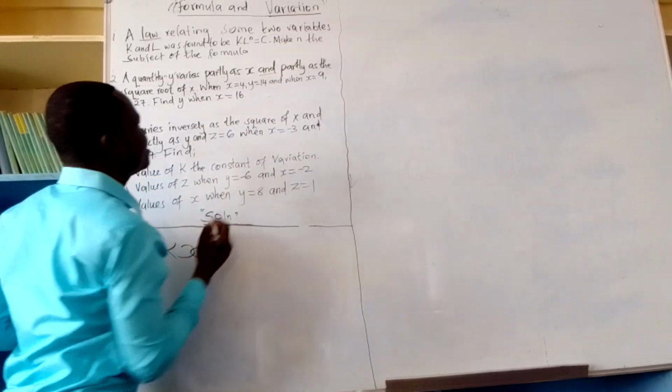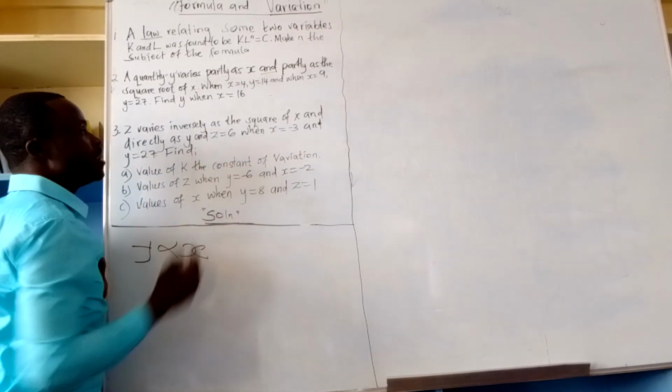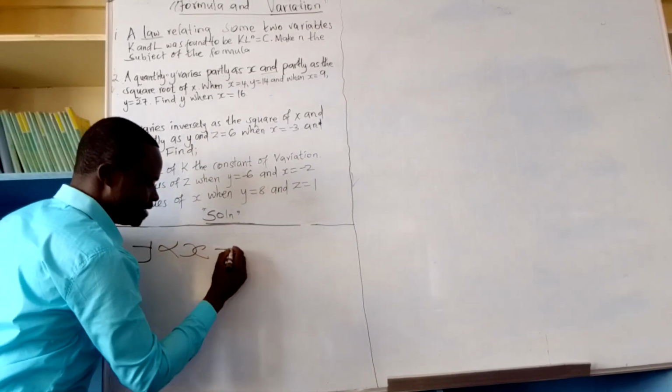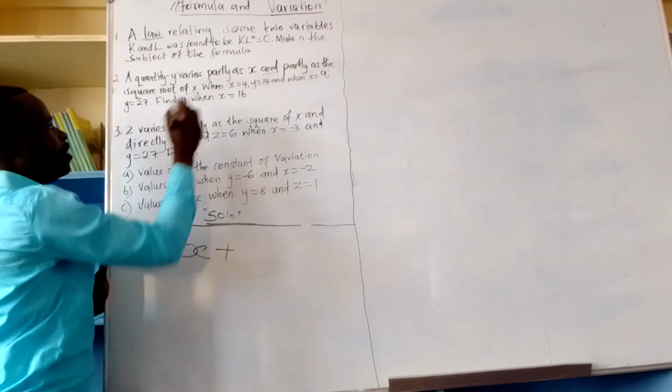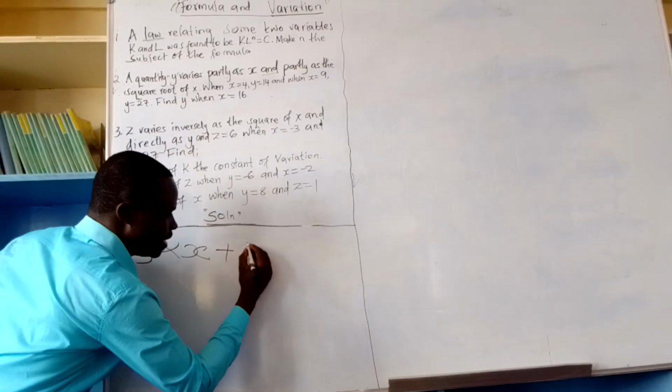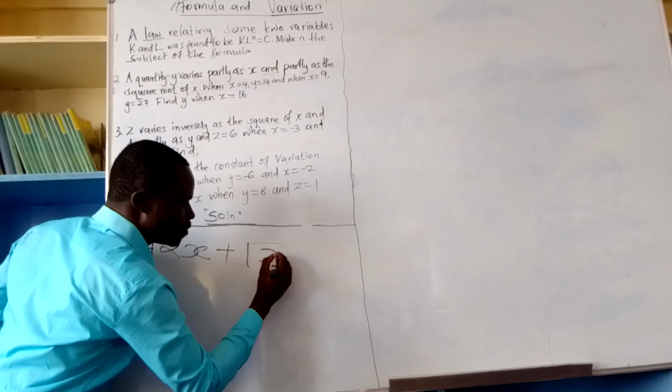And means we can say plus, because in partial variation we normally use plus. So plus partly as the square root of x. Let's say the square root of x.